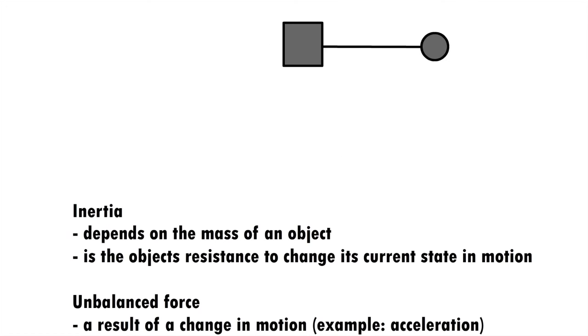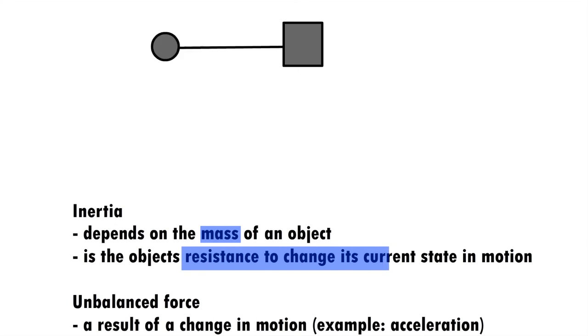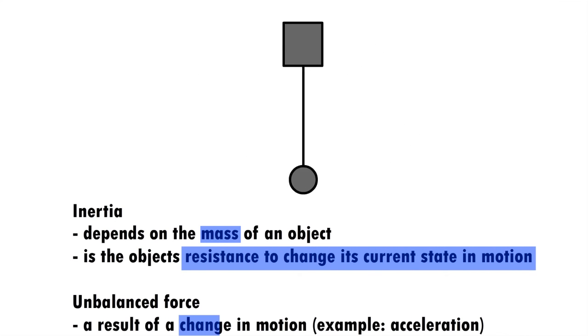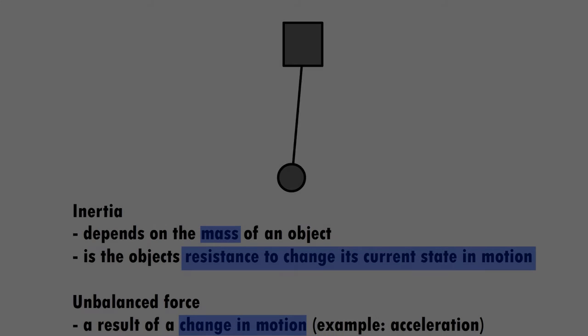Overall, the amount of inertia an object has is directly related to its amount of mass. Inertia is an object's resistance to change to its current state of motion. A change, such as through acceleration, is caused by an unbalanced force. Without this unbalanced force, an object can continue to stay in its current state of motion on and on and on.